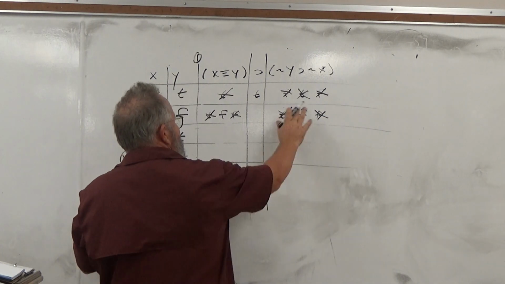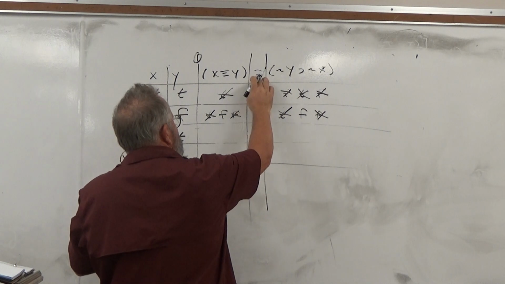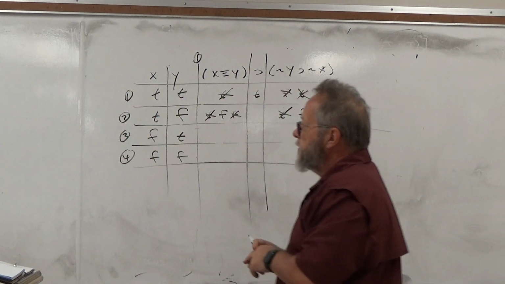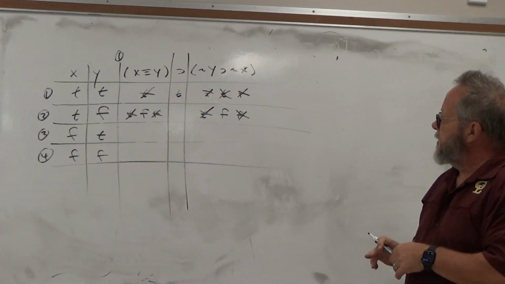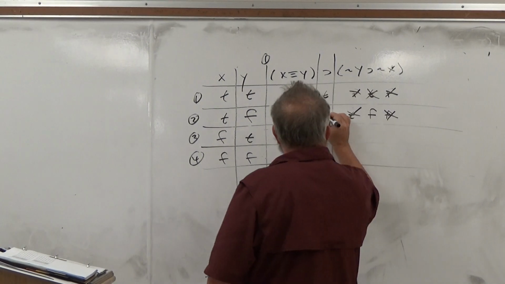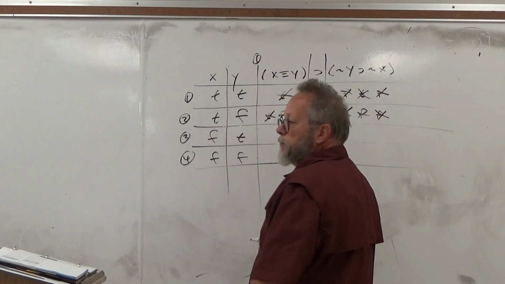So we've calculated the consequent now. So now we have to do this. False, then false. That's line 4. False, then false. Go over to the conditional, and what do we see? True. So we've just figured out on line 2, this statement is true.